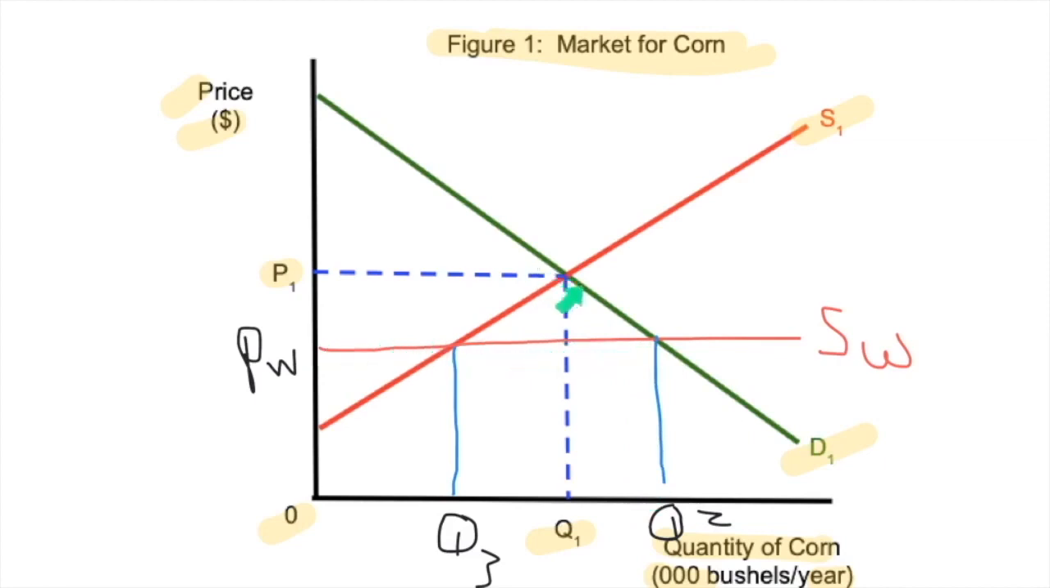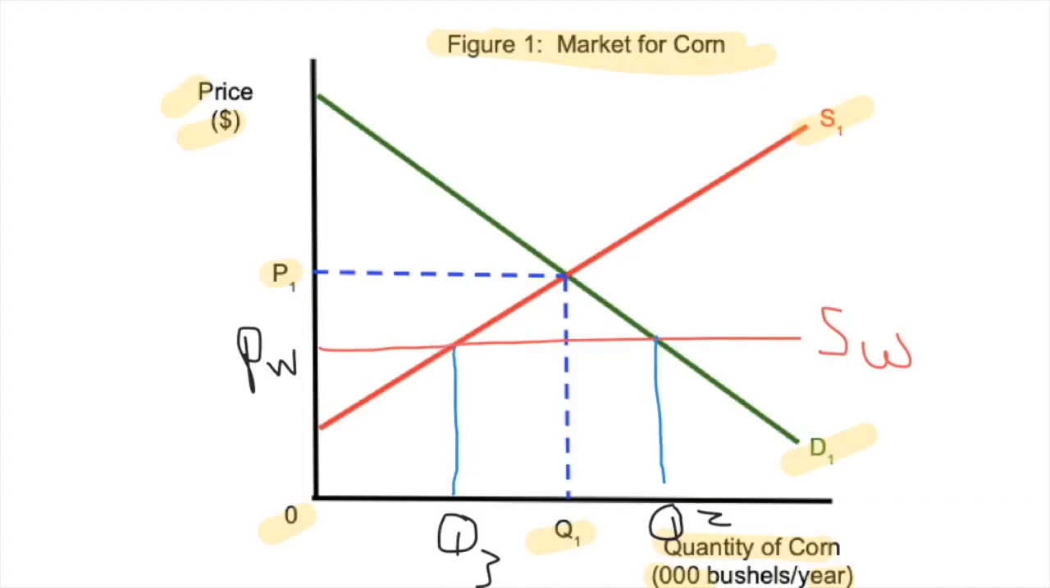Okay, so who are the winners? Well, the winners are the consumers in the Ukraine, because they used to have to pay P1. Now they're paying PW, and there's more corn available to them. Who are the losers? The losers are the suppliers of corn in the Ukraine who can no longer participate at the PW price level. And guess what's going to happen? These people are going to be upset and they're going to go to their politicians. And that's when all of the tension between free trade and protectionism starts.